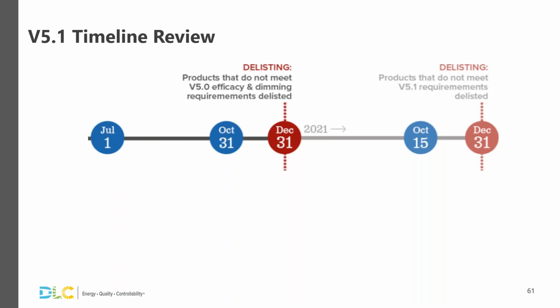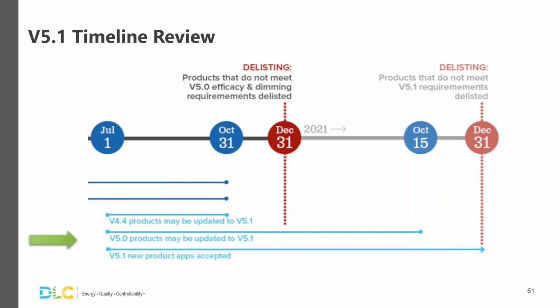Next slide. Once again, these are the grace periods for submitting 4.4 products that are being updated to 5.1, 5.0 products that are being updated to 5.1, and as you see, 5.1 applications can start to be submitted as early as July 1st, but will continue to be accepted through December 31st of 2021. There's more explicit detail, once again, in the manufacturer's guidance documents. Please reference that document for more information.